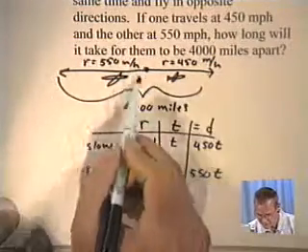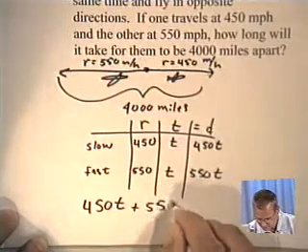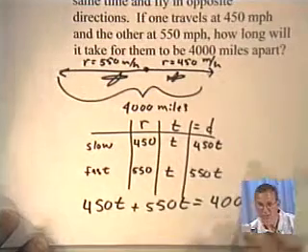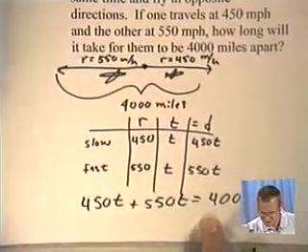I know that this one is 550t, and I know that they have to add up to the 4,000. And now we have a fairly straightforward equation. Now let's just try to solve it real quick.